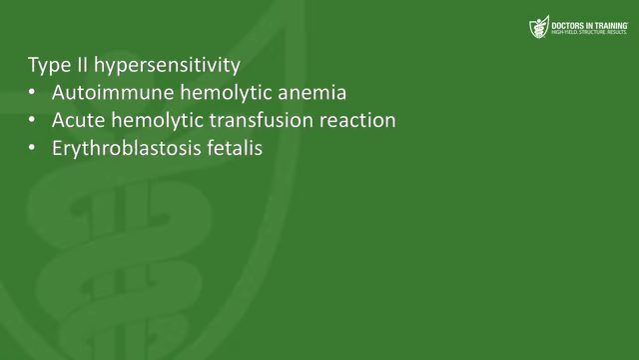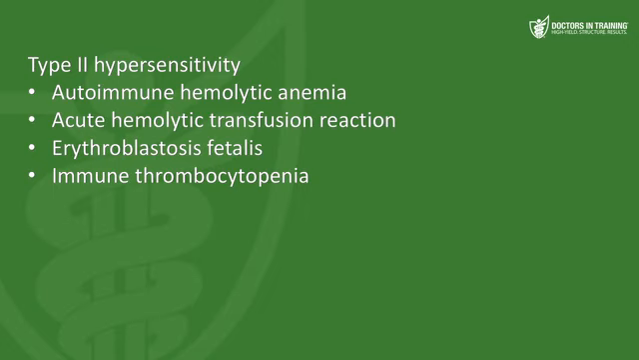There's also erythroblastosis fetalis, where a pregnant woman's IgG antibodies cross the placenta and attack the fetus's red cells. And in ITP, immune thrombocytopenia, they're autoantibodies that attack platelets instead of red cells.